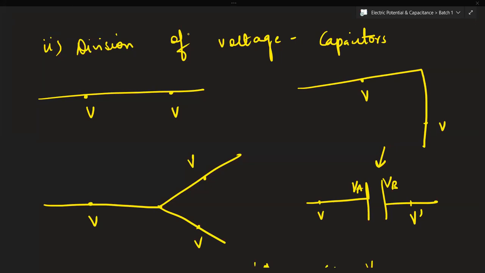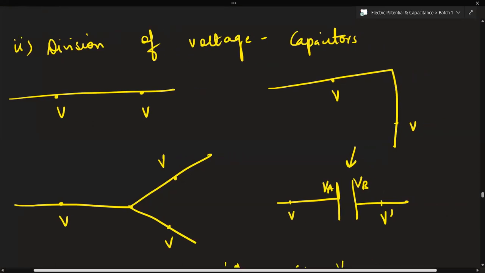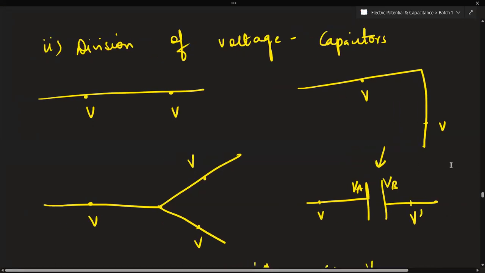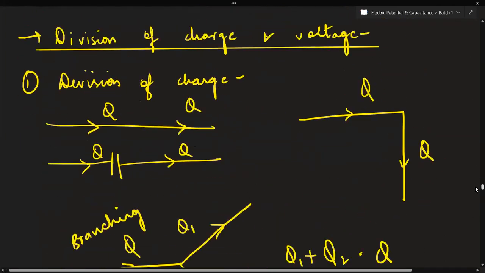Yes, you have to divide the charge, Fahad. Whenever branching comes, you have to divide the charge in case of capacitors and current in case of resistors. That will help us decide series and parallel combination, because many times just by looking at the circuit we are not able to identify whether it is series or parallel. So keep this in mind. I'll revise this once again in the class tomorrow.